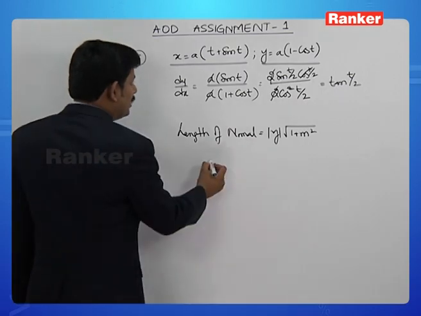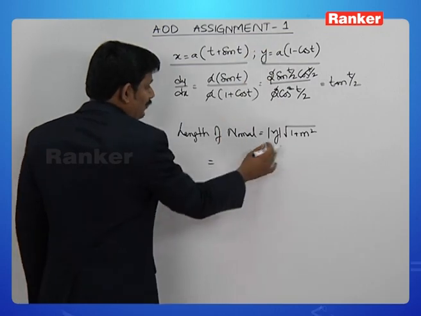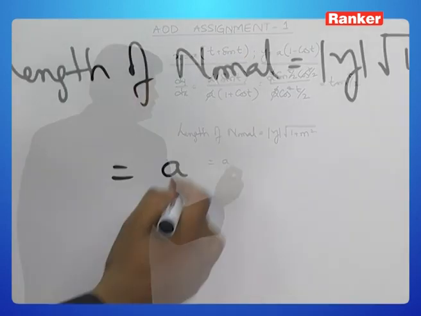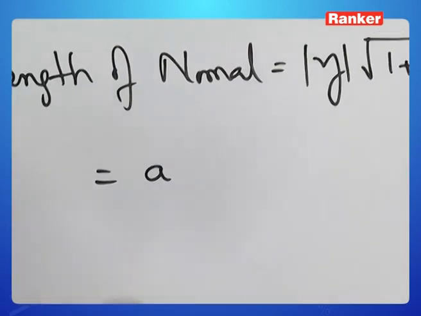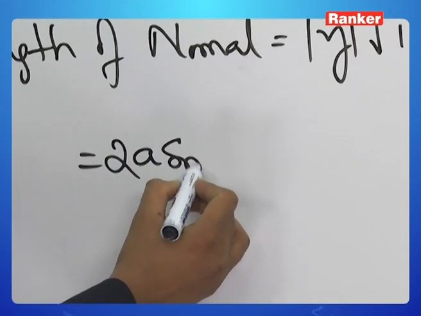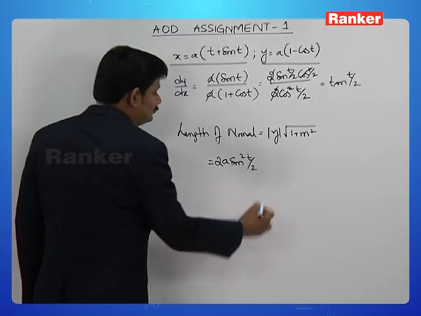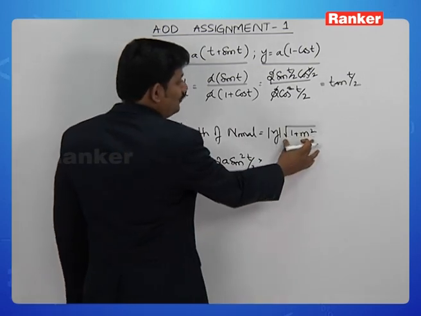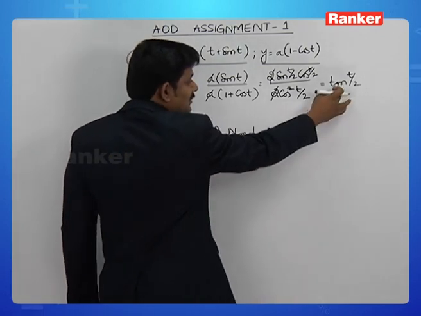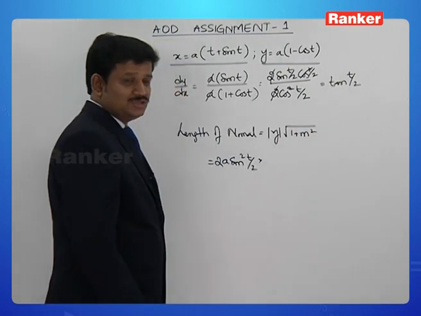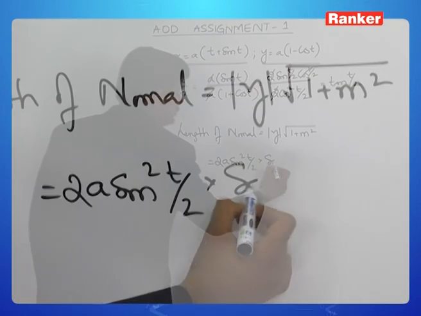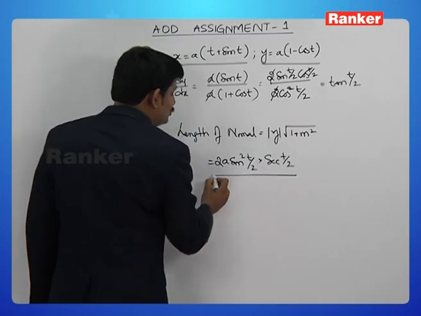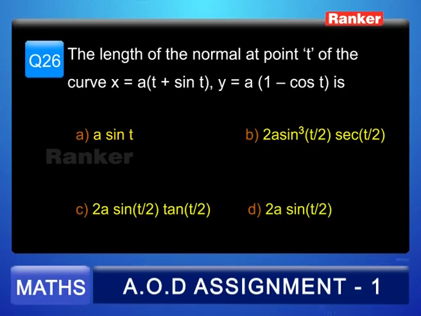So, the length of the normal is given by the y coordinate, which is a times (1 minus cos t), that is 2a sin²(t/2), into root over 1 plus m², where m is tan(t/2). Root over 1 plus tan²θ is sec θ, so it is sec(t/2). So 2a sin²(t/2) into sec(t/2), which is option C.